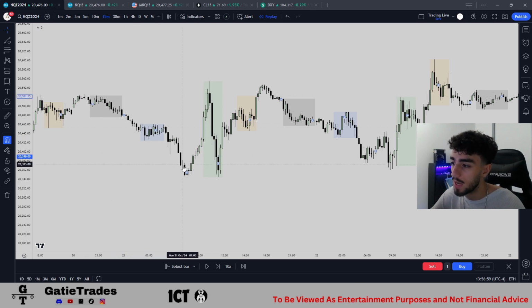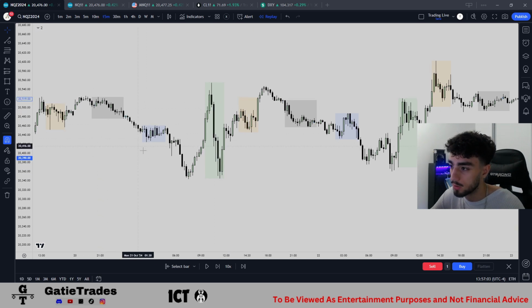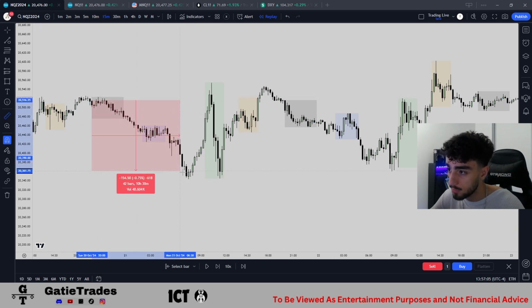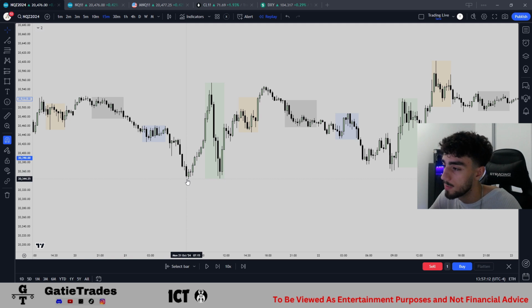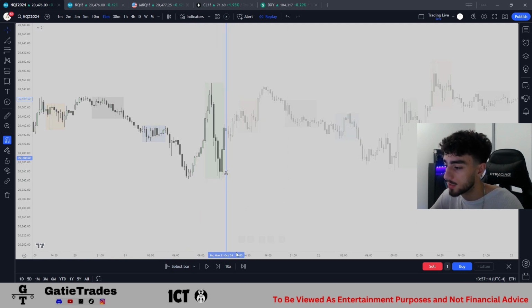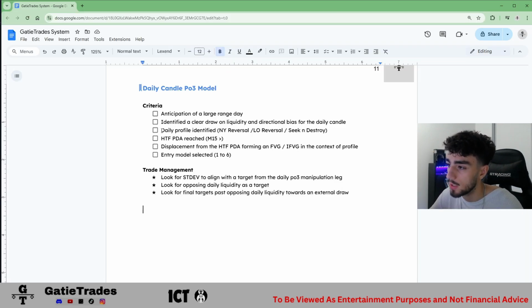Overnight expansion. I'm expecting New York range, right? Overnight expansion lower. That's 170 points from the downside, from Asia high to the low in pre-market. So a range like this, if you go back to the criteria, it says identify a clear draw on liquidity, directional for the daily candle, and then daily profile identified as seek and destroy.